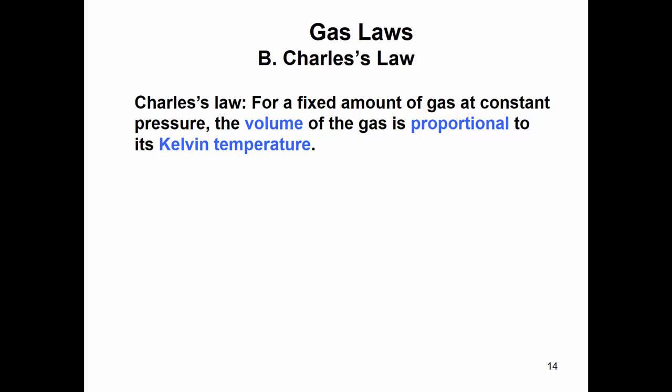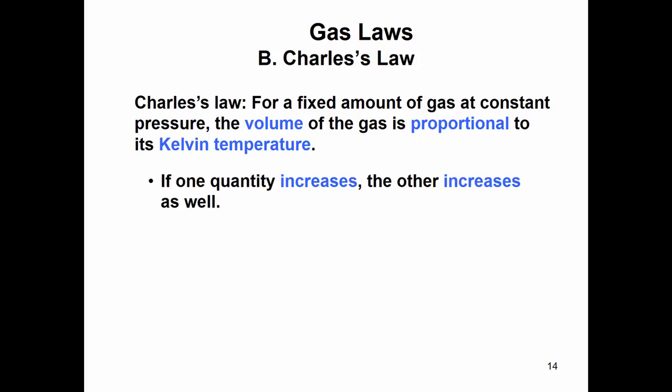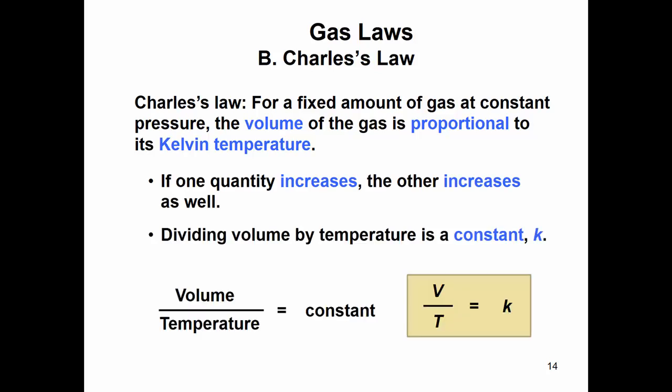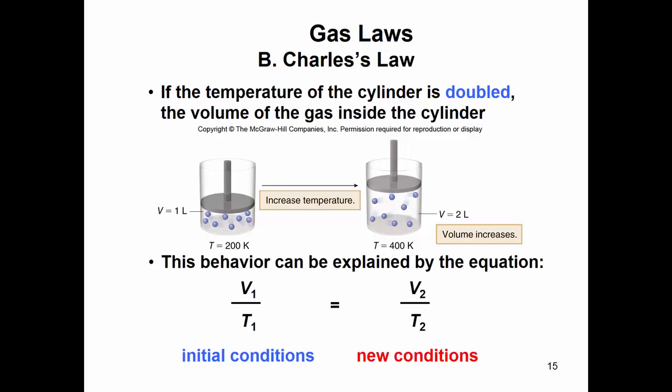Therefore, when we do calculations for Charles' Law, and actually for all of our gas law equations, the temperature unit has to be Kelvin. So for a given degree C, you have to convert to Kelvin, and you do that by adding 273. So if one quantity increases and the other increases also, we have a direct relationship. Okay, and so if you take volume divided by temperature, this is a constant, and you come up with Charles's Law, an equation for it.